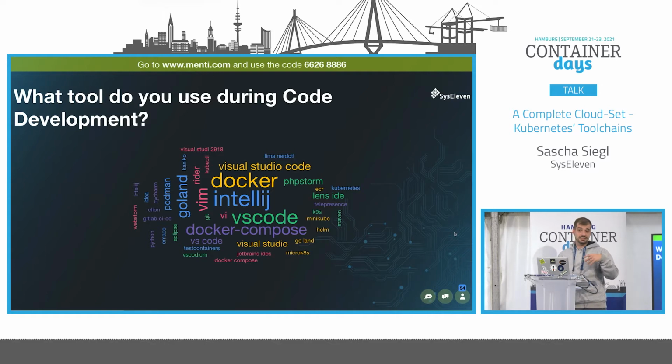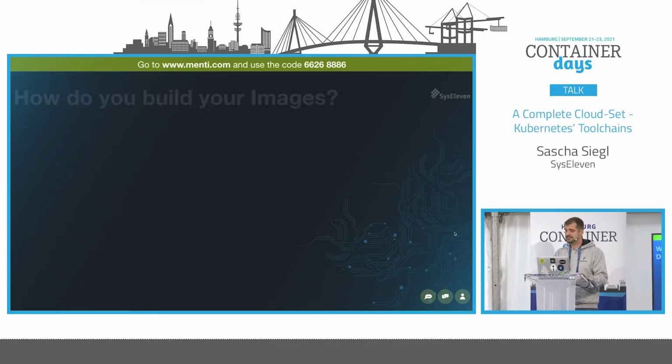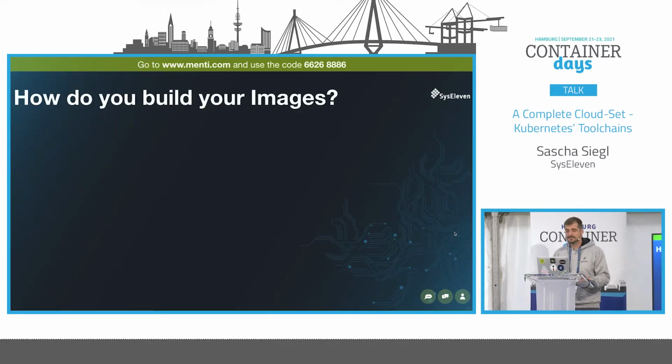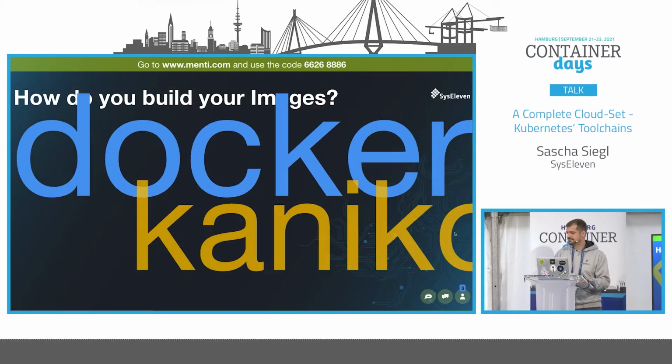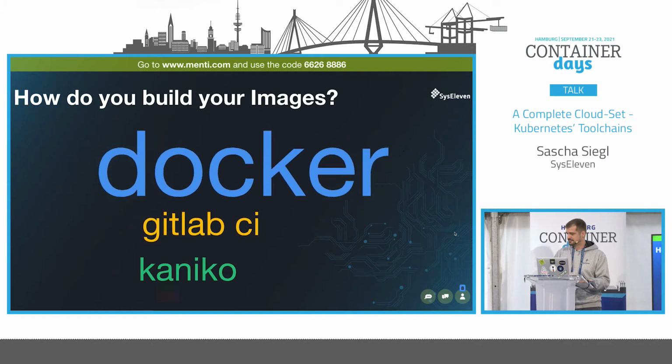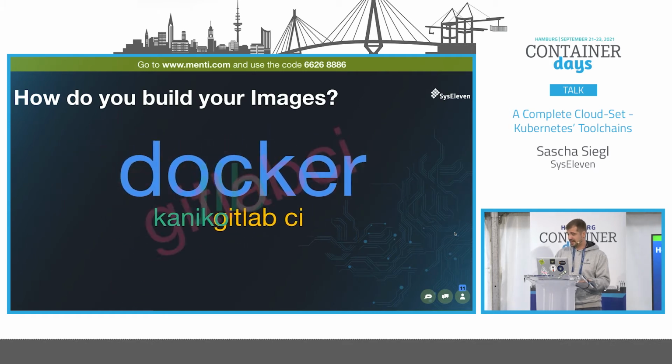So you've been developing your code, you've been testing it or anything else. The question now is, how do you build your images? And I mean, in that case, what kind of tooling do you use? Do you use something like Kaniko, the plain software which actually builds the images? Is it Docker? Is it Podman? And again, GitLab CI.